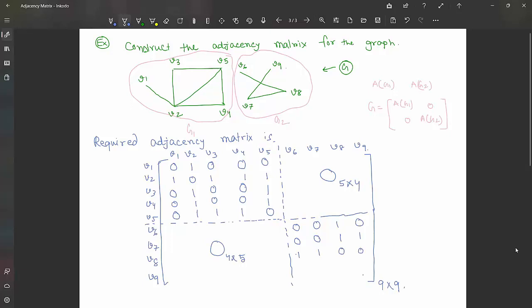Then V9 also one pendant vertex. So V9 to V6 there is no connection. V9 to V7 there is one connection. V9 to V8 no connection. V9 to V9 no self loop. And then these are just 0.